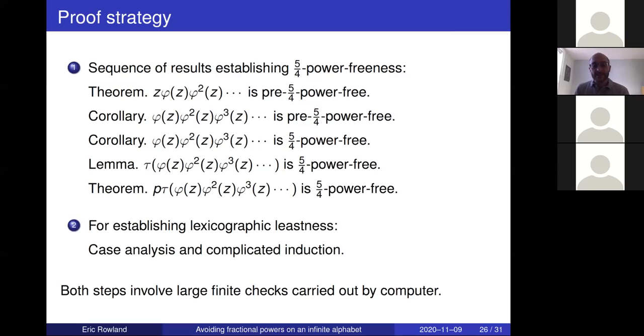Lexicographic leastness, this is the other step. This was a little simpler. All I'll say about this is that it's a case analysis and sort of a complicated induction. But both of these steps required large checks to be carried out by computers. So there's a lot of case analysis in both these cases.